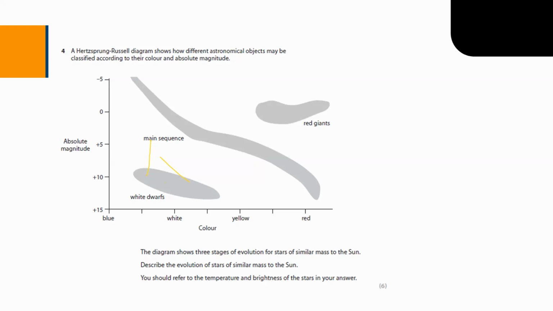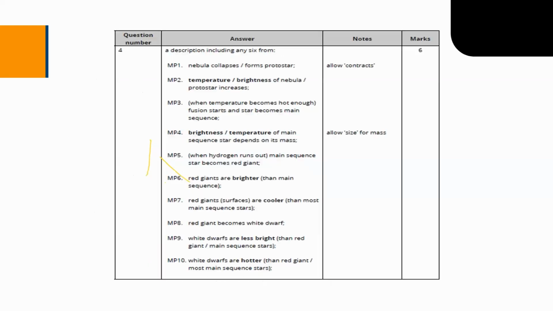So describe is the command word, of course. So they're being asked to describe in steps the evolution of stars. You should refer to the temperature and brightness of the stars in your answer. Just a clue, when an examiner says something like that, you should refer to, that means if you don't refer to that, you're not going to get that mark. So you should refer to is an absolute instruction. It's not a hint or a suggestion that you might like to consider. It means you should refer to that or you're not going to get the marks.